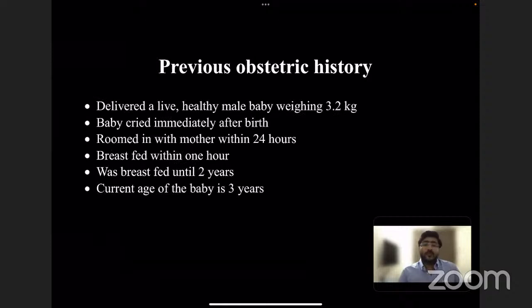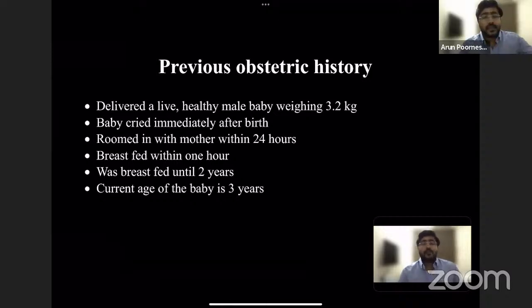She delivered a live, healthy male baby weighing 3.2 kgs. The baby cried immediately after birth and was roomed in with the mother within 24 hours. The baby was breastfed within 1 hour and continued to be breastfed until 2 years of age. The current age of the baby is 3 years.